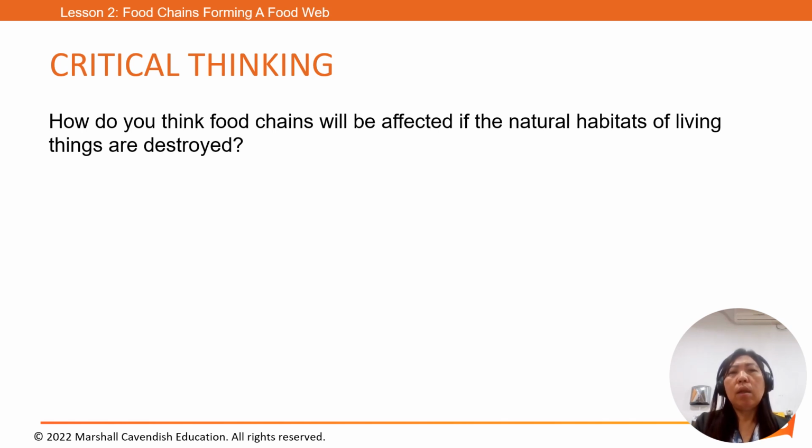Because they will no longer have food to eat. That means if the herbivores die because they have no food to eat, the predators of the herbivores will also have no food to eat and they will die. So imagine how important the trees are, because they are the only producers on which all of us are dependent, including the herbivores, carnivores, or even other living things, because we are actually omnivores.